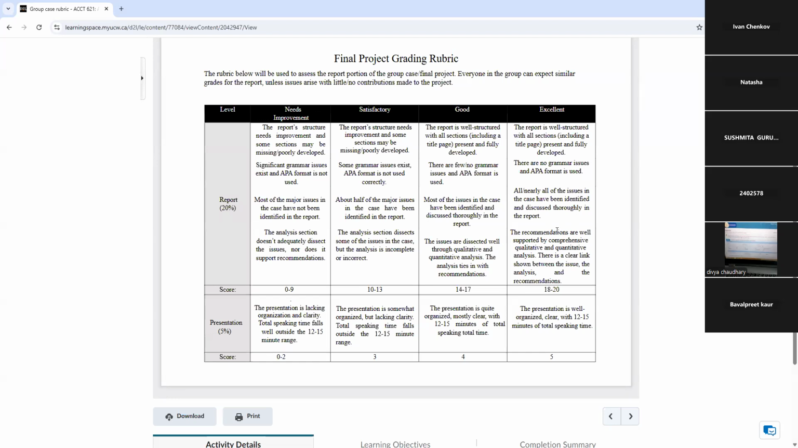Again, only one person submits per group. I don't need all 6 people to make a submission, so only one person submitting. I know your groups, and I'm going to give the marks to each member.